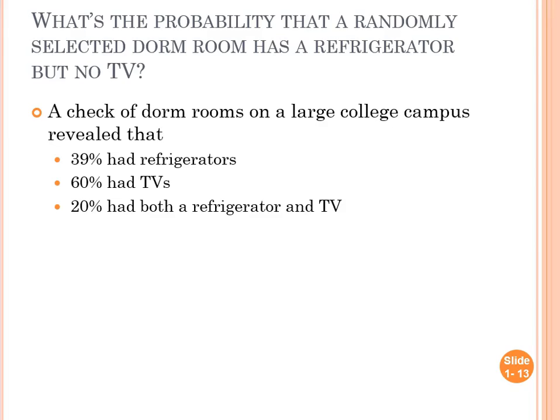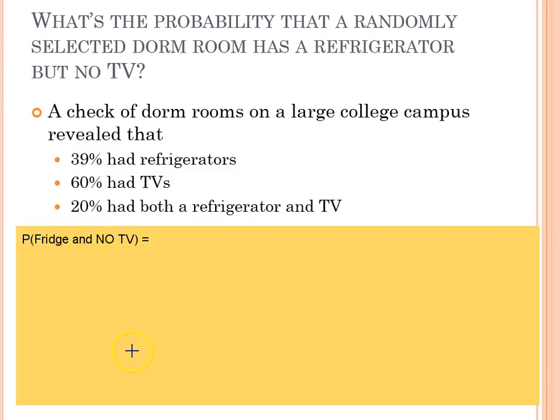So now I'm going to go over a set of problems to show you how the general addition and general multiplication rules work. Let's go back to our survey of college students and their dorm rooms, and I still have the same numbers as I did before in the last video. This question asks, what's the probability that a randomly selected dorm room has a refrigerator but no TV? Another way of saying this is that you have a refrigerator and no TV.